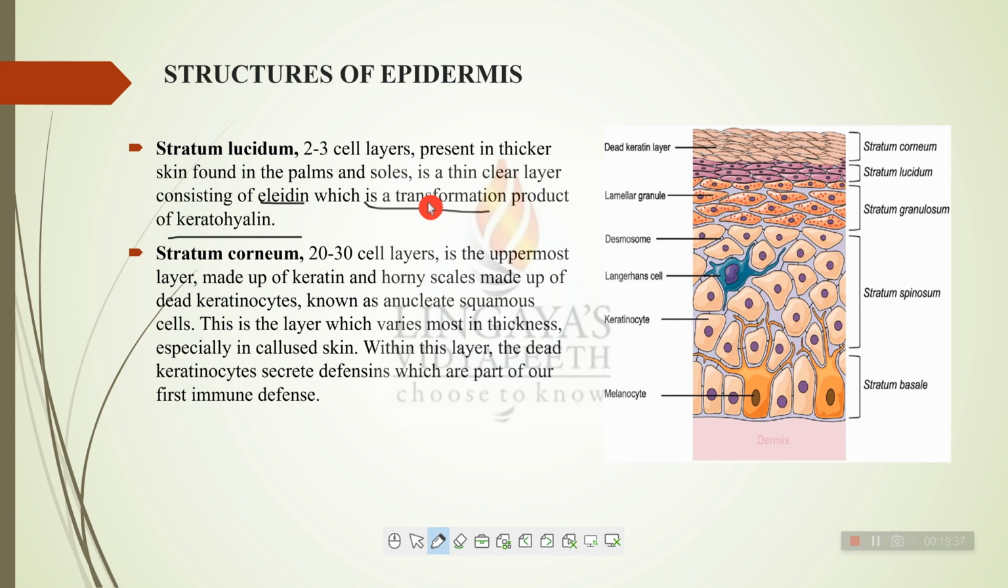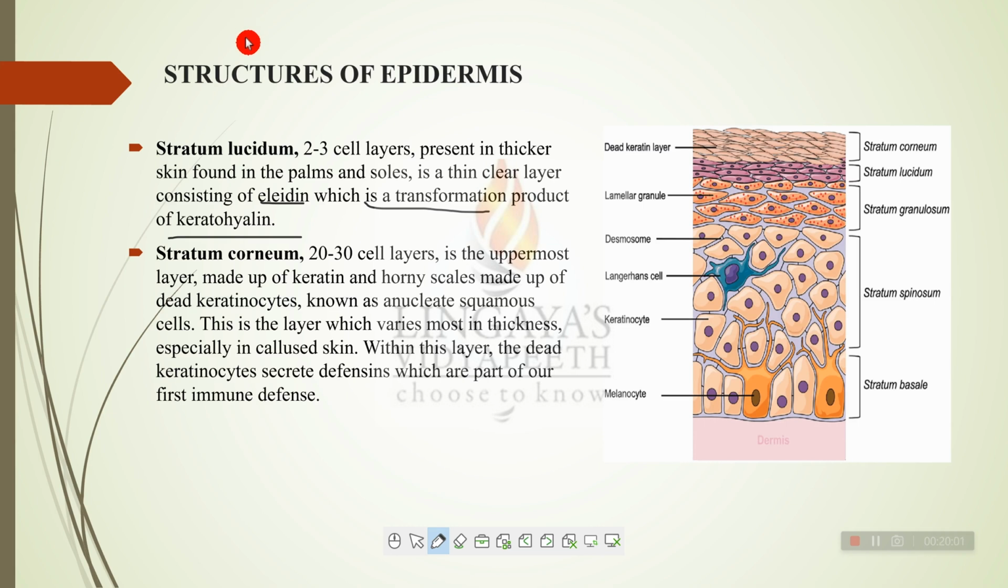Alright, it is named for its translucent appearance in the microscope. It appears as a translucent layer in the microscope. It is located between the stratum granulosum and stratum corneum layer. Alright, it consists of flattened keratinocytes.